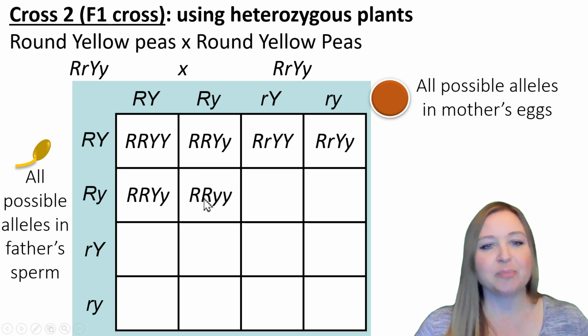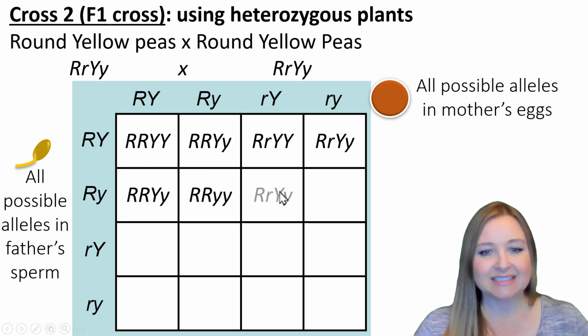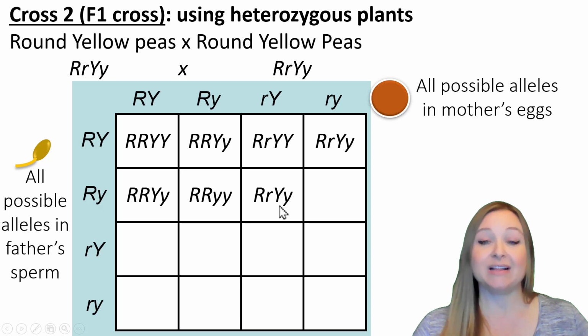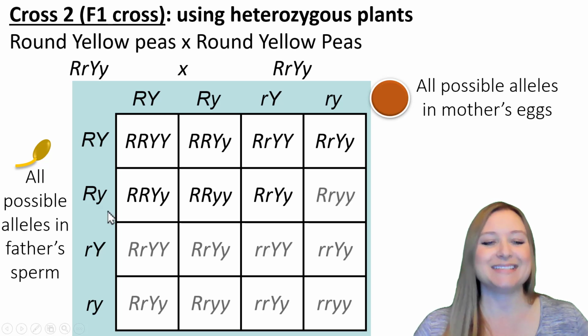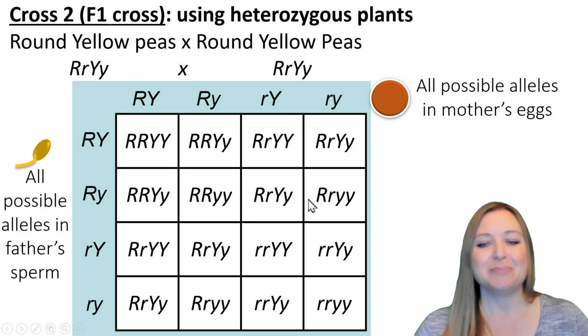Now, this sperm fertilizes this egg. We get big R, little y. This sperm fertilizes this egg. Okay, big R, big Y, little y. And if this sperm fertilizes this egg, you get big R, little y, little y.